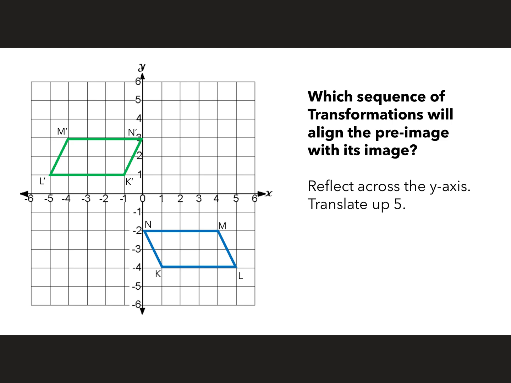Now, some of you might have done it the reverse. Can we reflect it across the y-axis first and then translate it 5 up? Well, let's see. There's the reflection. Oh, this is going to be nice. Just move it up 5. Voila. There you go.